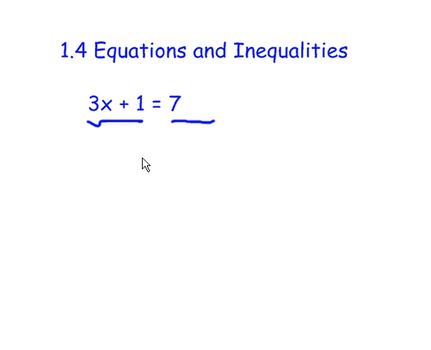This first equation that I gave you, 3x plus 1 is equal to 7, we can put in possible numbers for x to see if it is a solution to the equation. And the first one we'll do is 2. So if we have 3 times 2, that equals 6. 6 plus 1 equals 7. And 7 is equal to 7. So we could say that this is a solution to the equation.